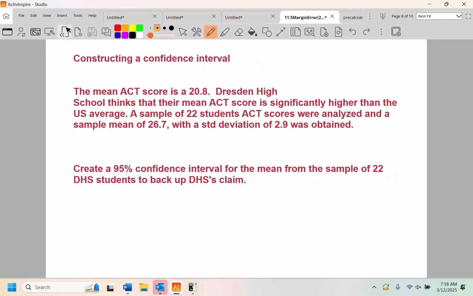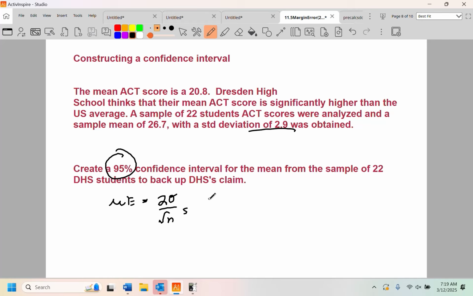All right, two more. The mean ACT score is a 20.8. Dresden High School thinks their mean ACT score is significantly higher than the U.S. average. This would have been for the seniors that graduated last year, not the current seniors. They're horrible. A sample of 22 students' ACT scores were analyzed, and a sample mean of 26.7 with a standard deviation of 2.9 was obtained. Create a 95% confidence interval for the mean from the sample of 22 DHS students to back up DHS's claims. All right, so 95% confidence, the margin of error is simply 2 sigma over root n.